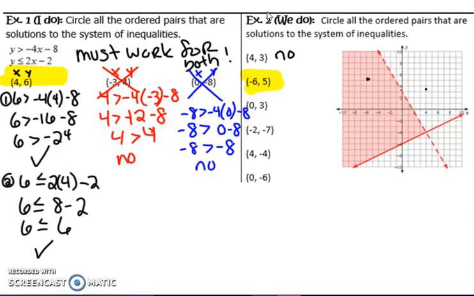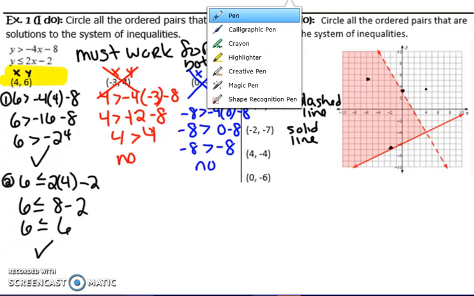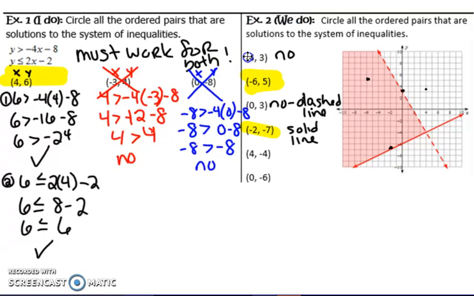0, positive 3. That's my y-intercept, but because it's on a dashed line, it is not a solution. Negative 2, negative 7. This falls on my solid line. Since it is a solid line, it is a solution. 4, negative 4. This is our intersection point.